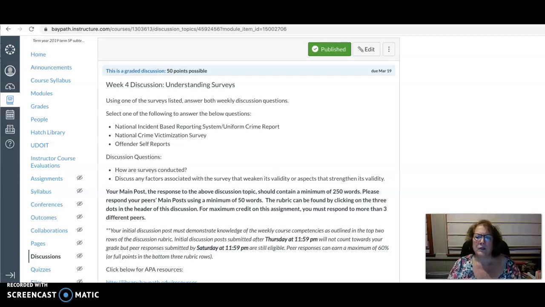And this week, our discussion is going to be understanding surveys. And it's important to know that you can go into any of these surveys and see how they affect your area and how you can use them for your own benefit where you work. If you work in a jail, if you work in a city, these are here for you.